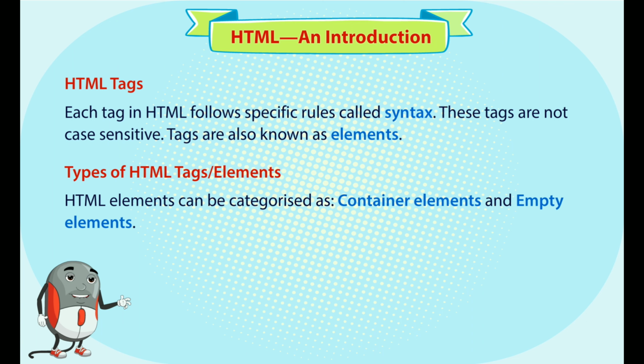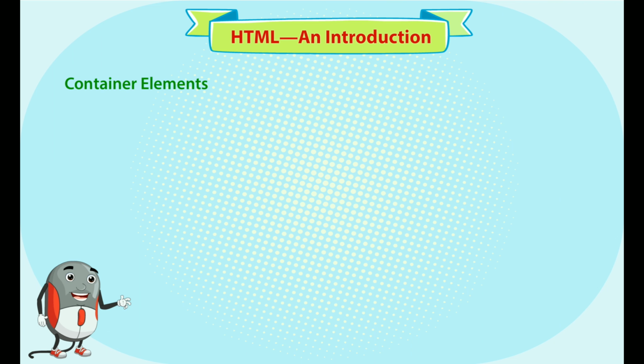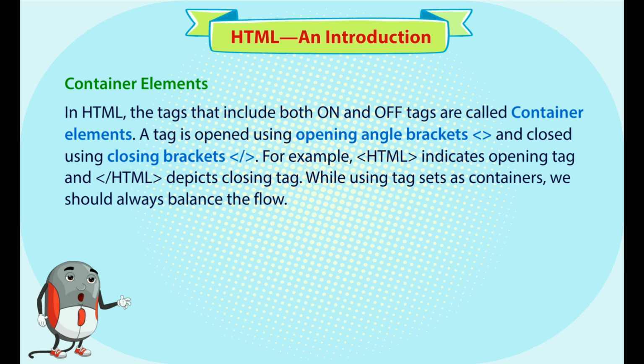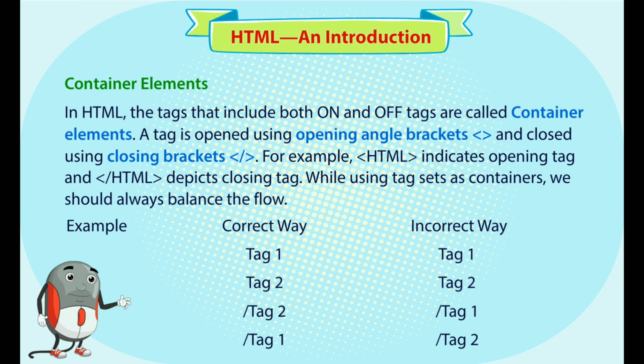HTML elements can be categorized as container elements and empty elements. Container elements. In HTML, the tags that include both on and off tags are called container elements. A tag is opened using opening angle brackets and closed using closing brackets. For example, HTML indicates opening tag and /HTML depicts closing tag. While using tag sets as containers, we should always balance the flow.